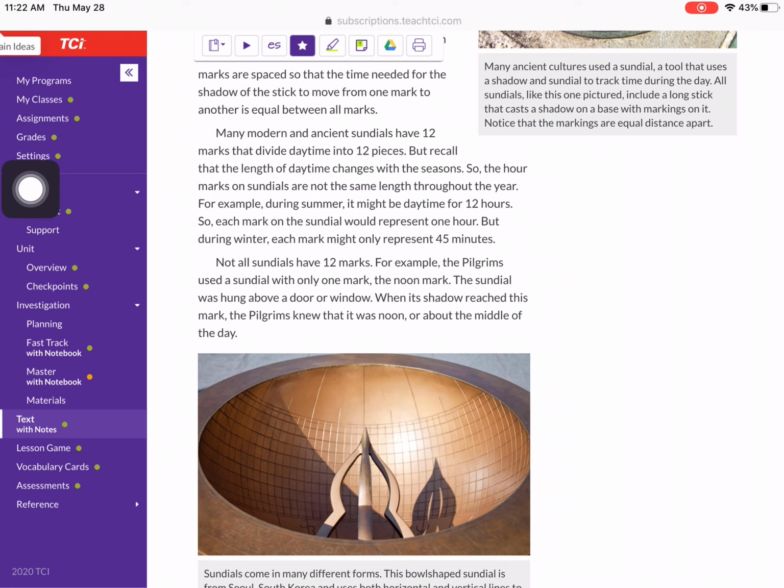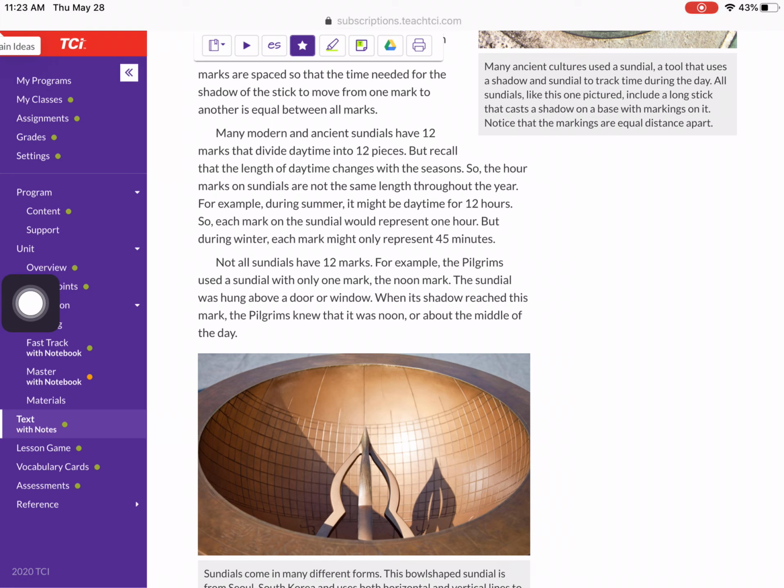Many modern and ancient sundials have 12 marks that divide daytime into 12 pieces. But recall that the length of daytime changes with the seasons. So the hour marks on sundials are not the same length throughout the year. For example, during summer, it might be daytime for 12 hours, so each mark on the sundial would represent 1 hour. But during winter, each mark might only represent 45 minutes.